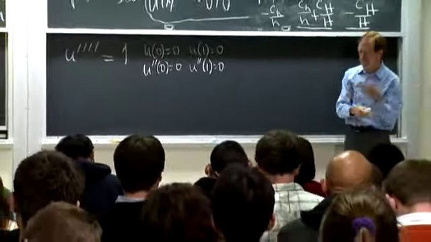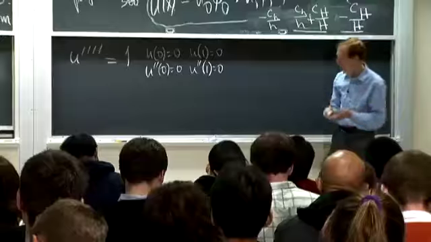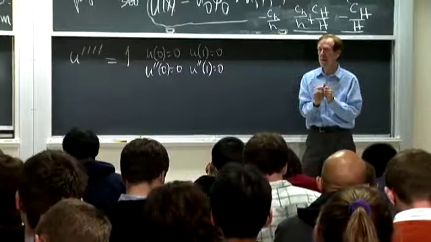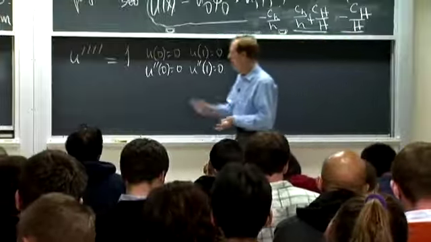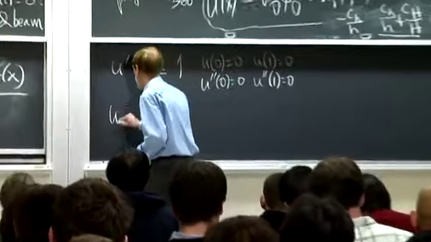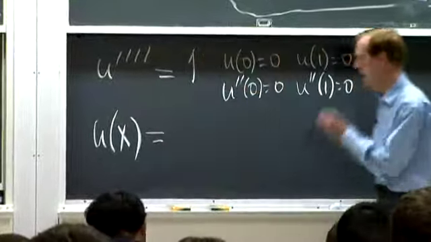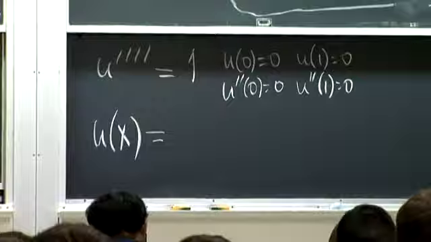I don't know that I'll have the patience to go through and plug in all 4 boundary conditions to determine all 4 constants. Just get me to that point. Get me to a solution u of x, the general solution here that's got 4 constants in it, is what?